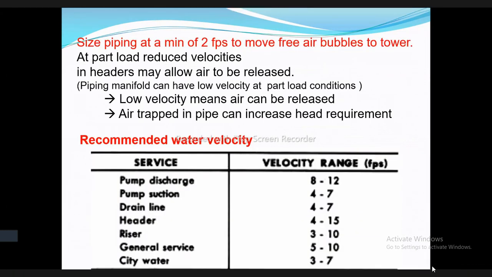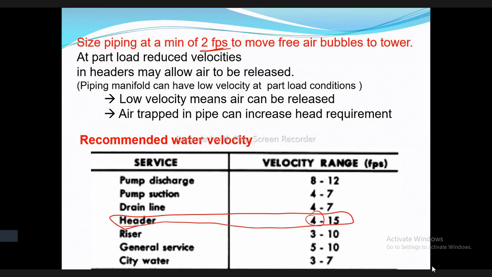So at part load, what happens? Your velocities in the header reduce. So there is a possibility that during part load, your velocities go below 2 FPS. So that's why, when I say header, I can have more velocities. Like here I was saying 2 FPS, here I'm saying minimum 4 FPS. So I can have anything between 4 to 15.